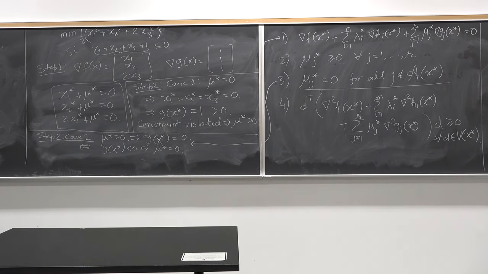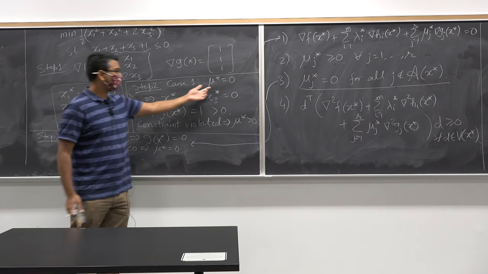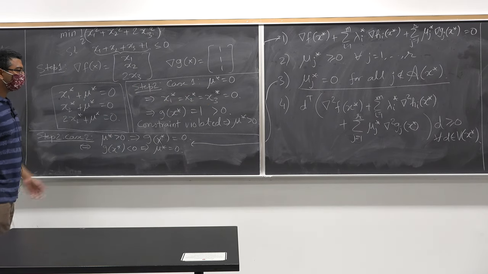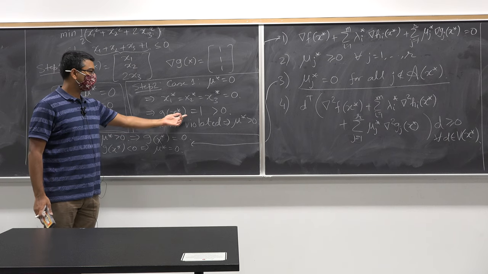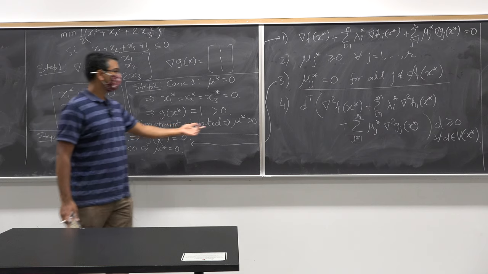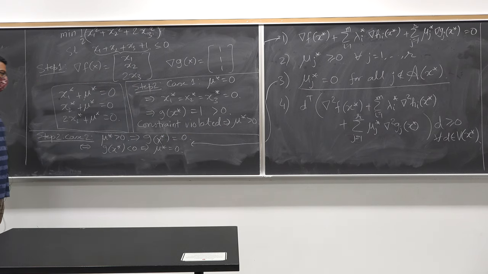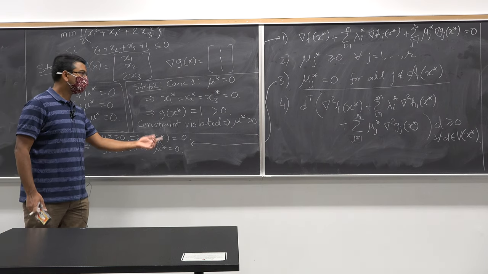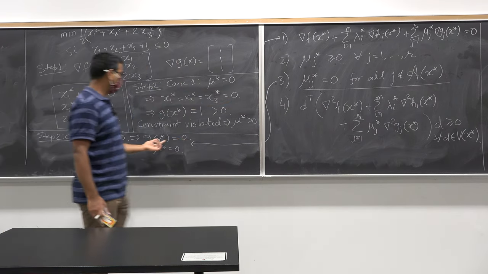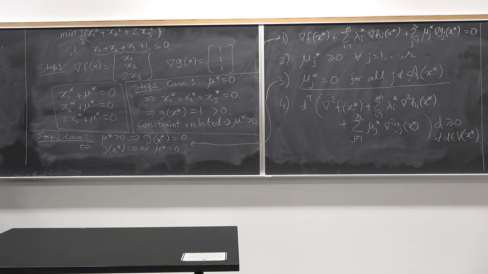Any questions so far? Any questions on step one, step two, case one, or case two? No? Everyone understands all the steps? So in case one, we hypothesized that mu star is equal to zero. We came to a contradiction. My g of x star is strictly greater than zero. So it must be the case that mu star is greater than zero. So then I move to case two. If mu star is greater than zero, then it must be the case by number three here that g of x star should be equal to zero.